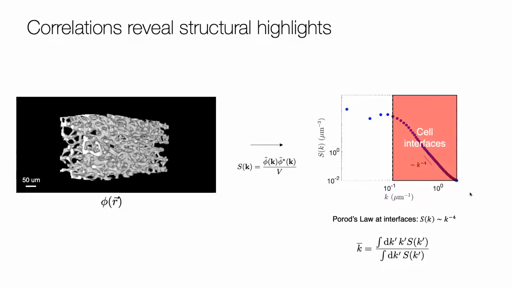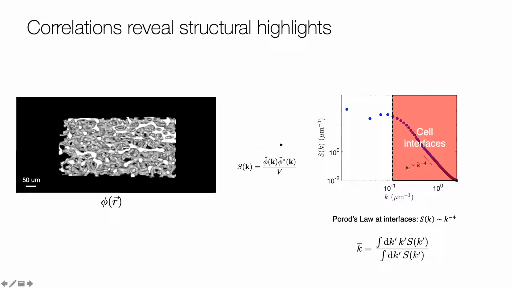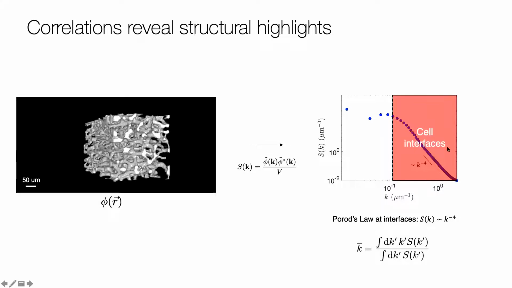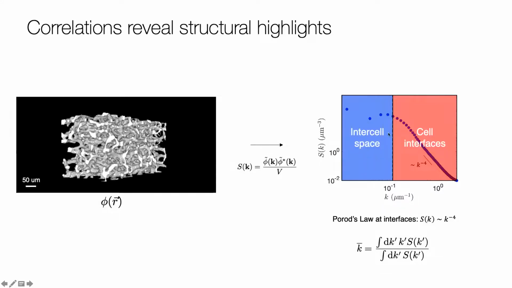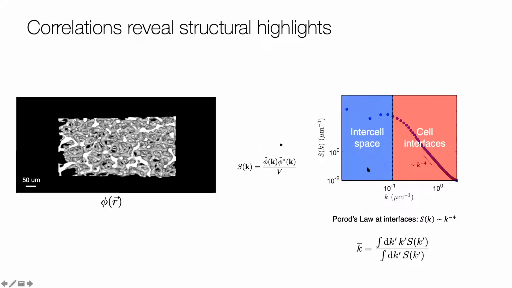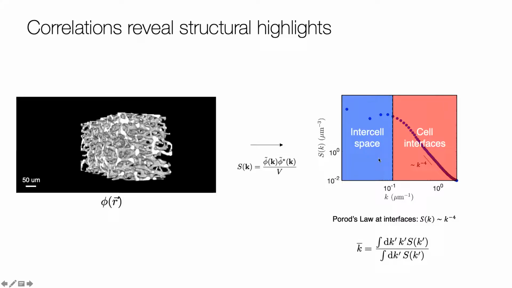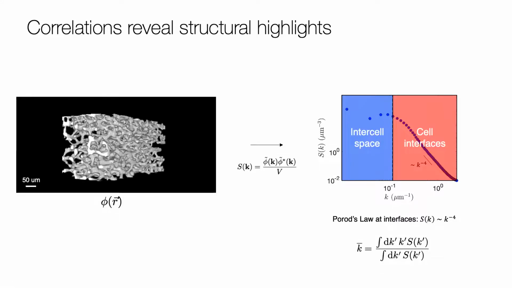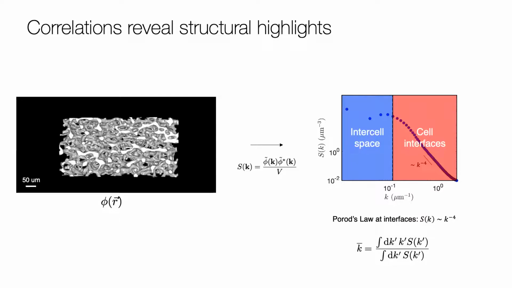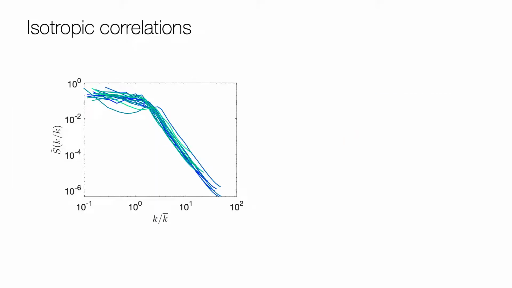So this higher k stuff is going to be physics and structural information happening at very small length scales. So then the business end of the structure is going to be more at these small Ks, which is going to reflect structural features between cells and across the entire sample. So that's good. So we can start to compare different species.